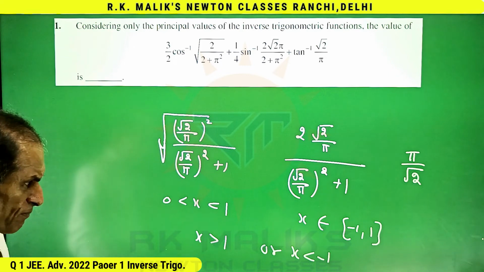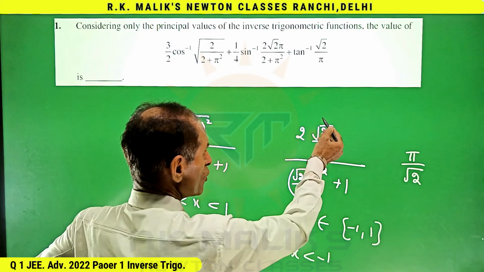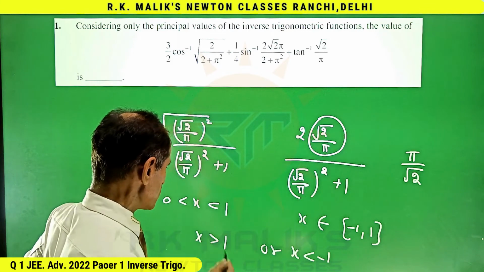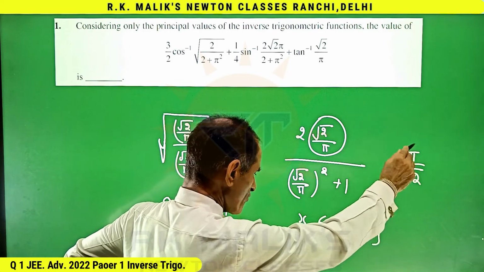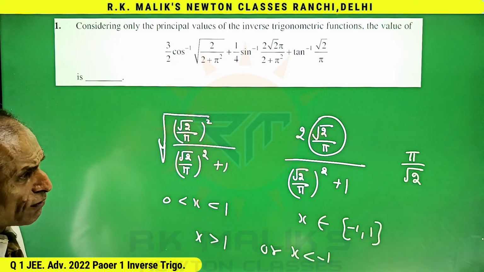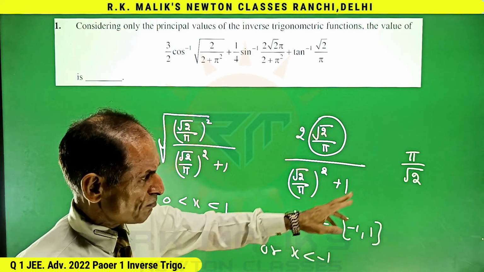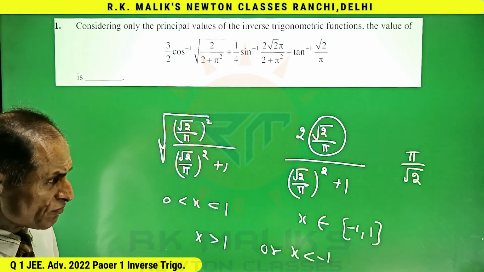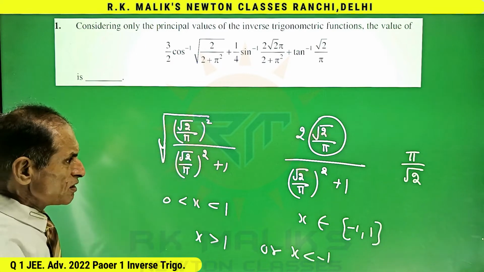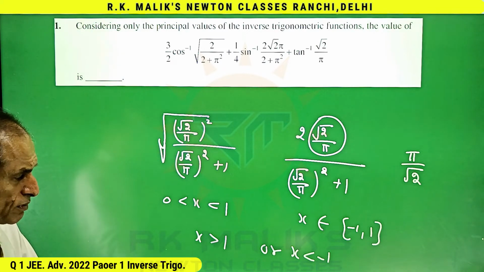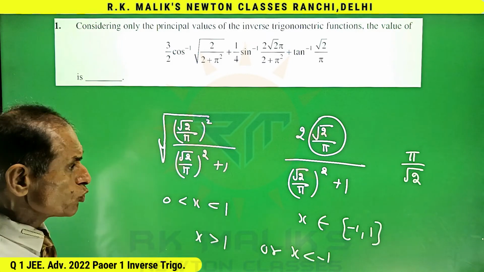That is why I am preferring to bring root 2 upon pi, because this lies between 0 and 1. This is more than 1, hence we'll have to keep this condition in mind that pi by root 2 is more than 1. But by bringing in this form, I will be facing least problem. That is why I'm bringing the whole question in terms of root 2 upon pi.